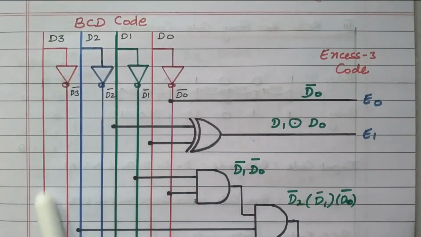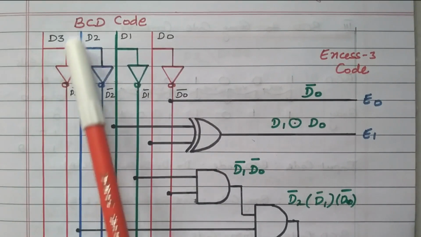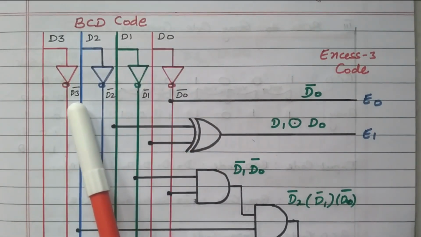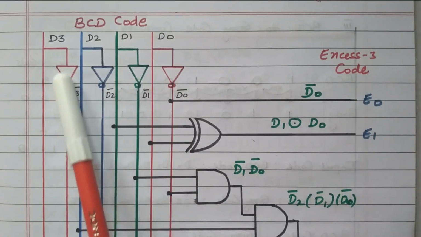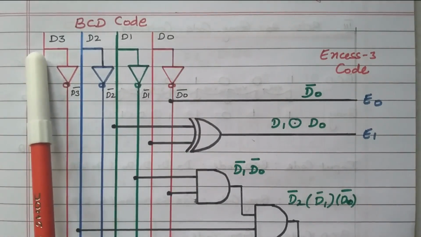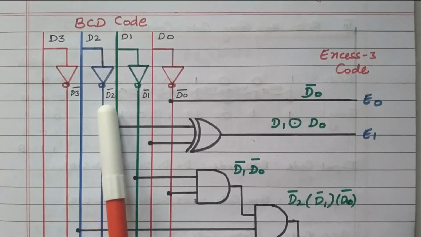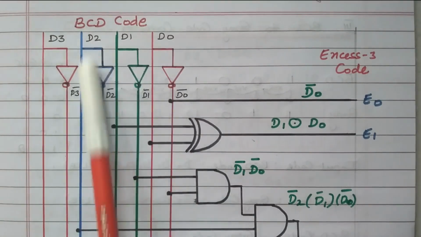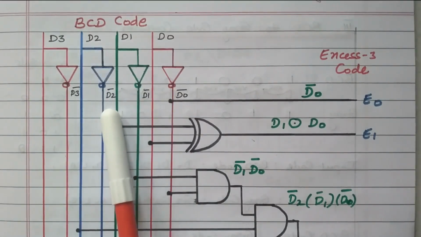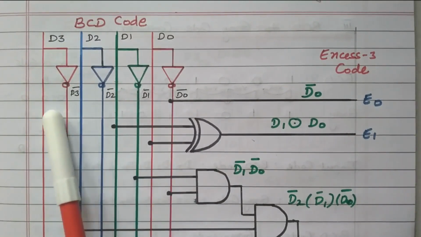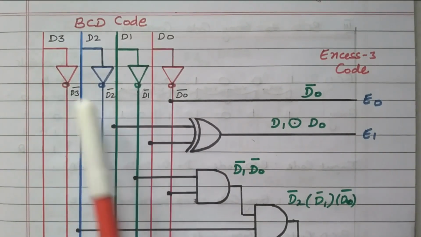This line has the input D3. Similarly, D2, D1, D0. In order to get D3 dash, a NOT gate is connected. From D3 the tapping is taken and one NOT gate is connected, so that we got D3 dash. Similarly, in every line a NOT gate is connected, so that we got D2 dash, D1 dash and D0 dash. So totally there are 8 possible inputs available.